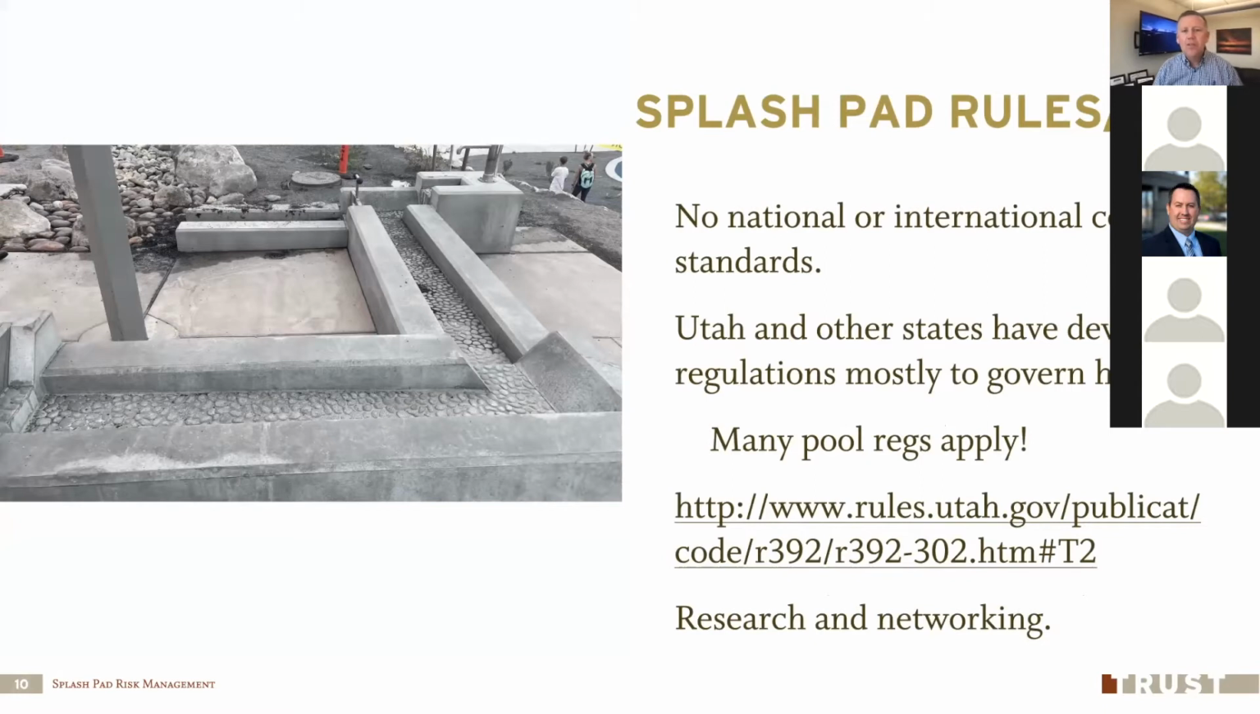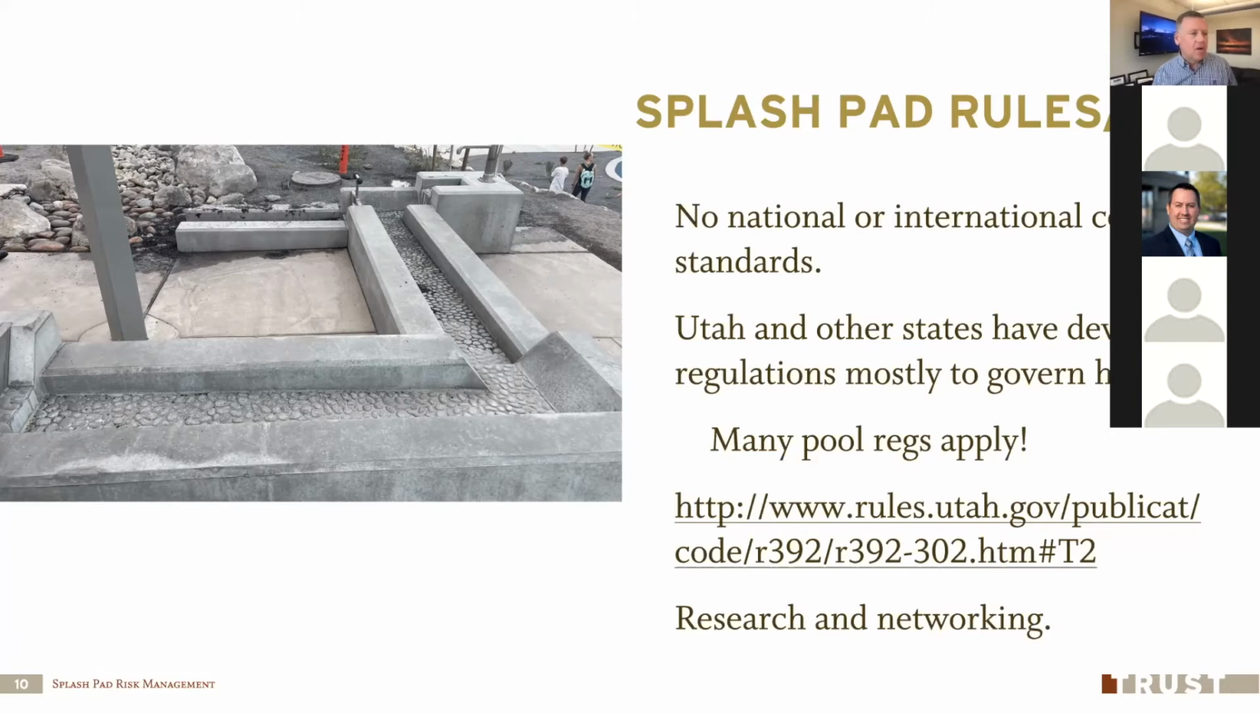Number one, there is no national or international consensus standard on splash pads. So many state governments have promulgated regulations around this, and they're generally placed in the same regulation as swimming pools. Some of the swimming pool rules apply when we start talking about quality of water. Some apply, some are specifically excluded, and we'll talk about those.